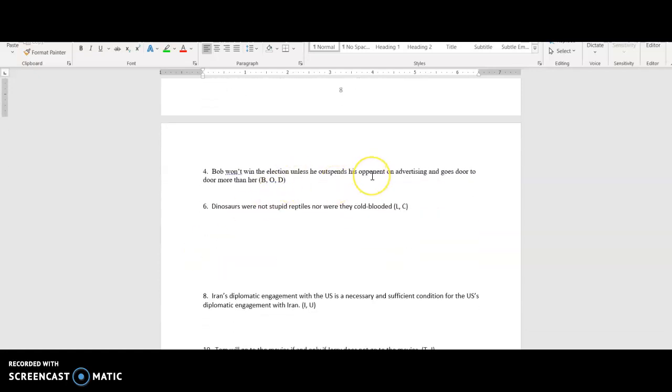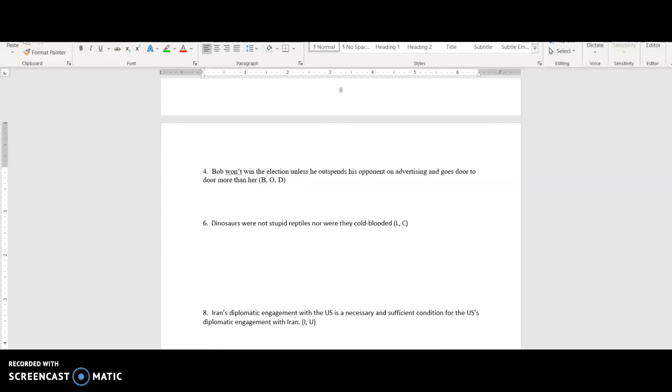Okay, Bob won't win the election unless he outspends his opponents on advertising and goes door to door more than her. So he won't win the election unless he does this stuff. You remember I said unless is best translated as just the disjunction. Left disjunct, Bob won't win the election, not B. Remember, the won't has to be the negation. It can't be part of the symbolization key. So Bob won't win the election unless this stuff. What's this stuff? He outspends his opponent and goes door to door more than her. So it's a conjunction, O and D.